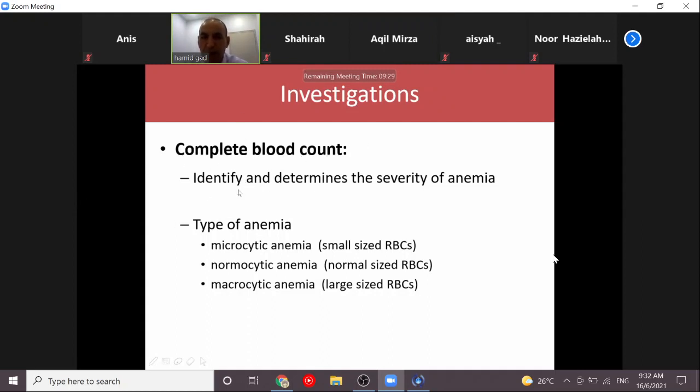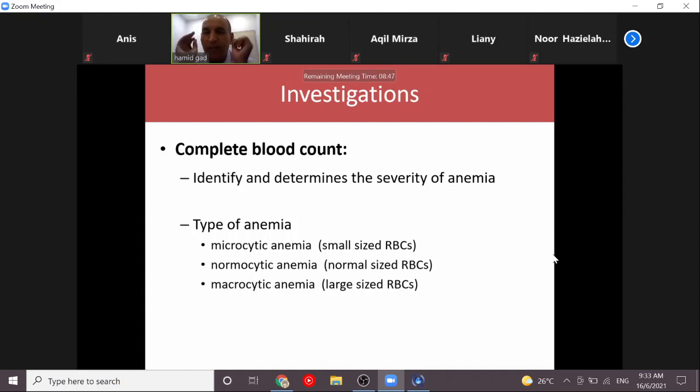So from complete blood count, number 1, you have to say this patient has anemia by looking at the hemoglobin. Again, from the complete blood count, you can say this patient has microcytic anemia, or normocytic anemia, or macrocytic anemia. So how can we say that? MCV, mean corpuscular volume. Yes, correct. So after you look for the hemoglobin, the next step, you go and check the MCV. This is how, in order, to classify anemia.